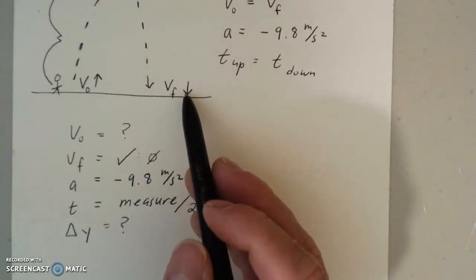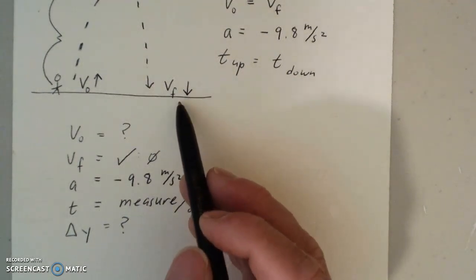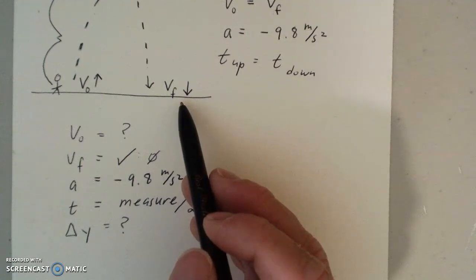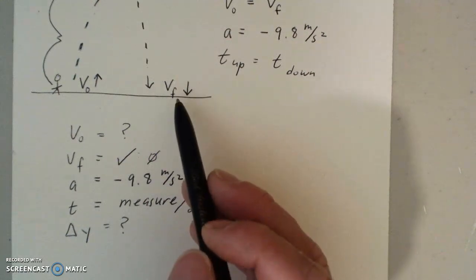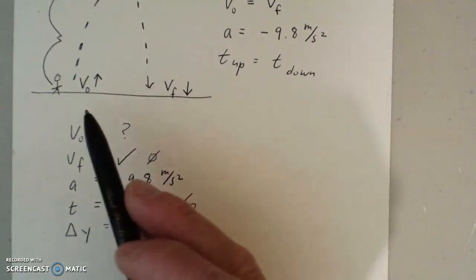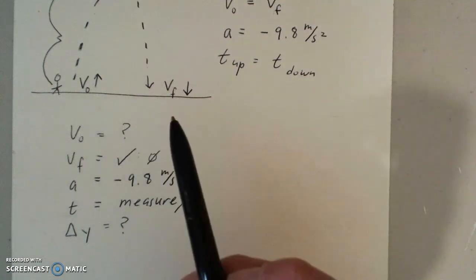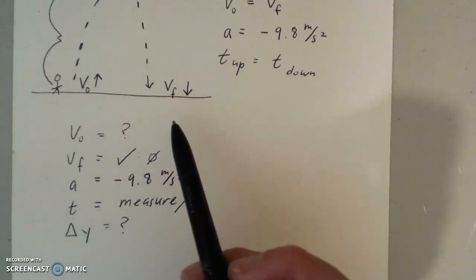Now, one final point I want to make here. This final velocity is always the velocity right before it hits the ground. After we have a collision with the ground, we'll have to turn to momentum in order to understand the motion of that ball. So for these sorts of problems, the final velocity is right before impact.